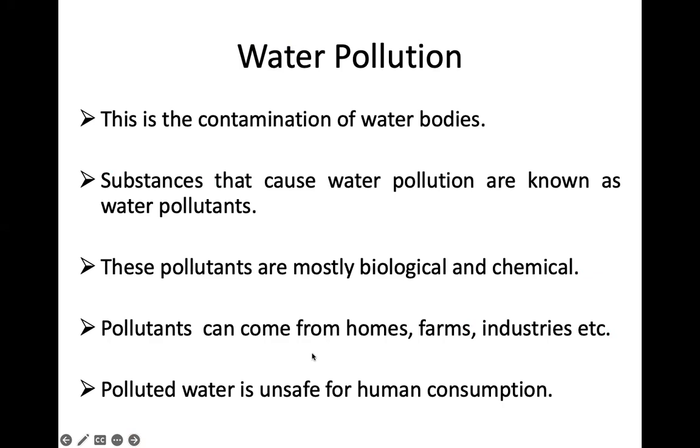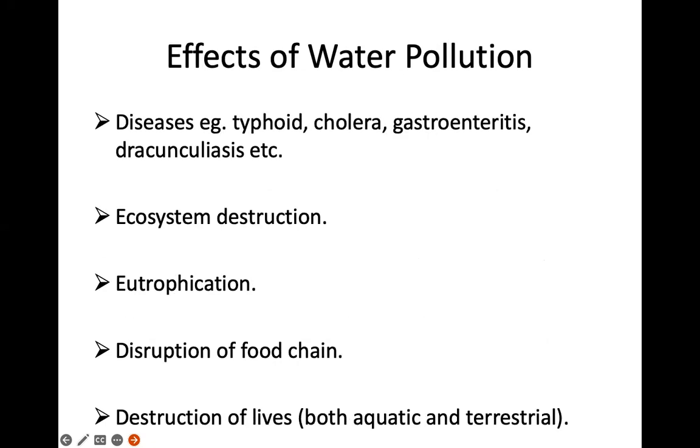Pollutants can come from our homes during our daily activities, sometimes from farms, and even industries. This polluted water is normally considered unsafe for human consumption, and as much as possible, it must be treated. If water becomes polluted, it can cause diseases like typhoid, cholera, and gastroenteritis, and these have fatal consequences.